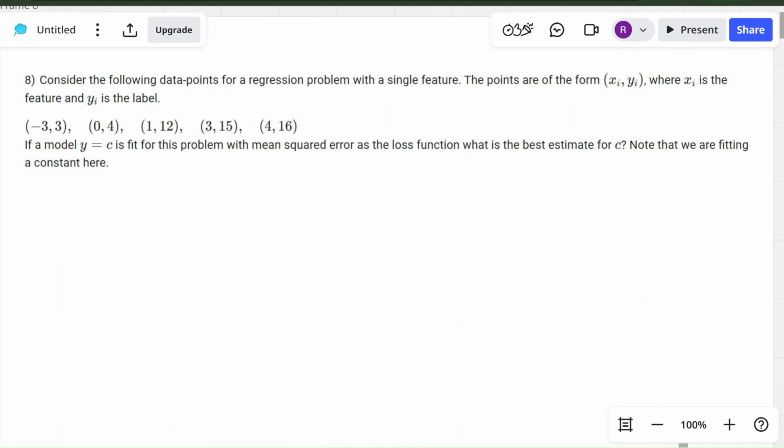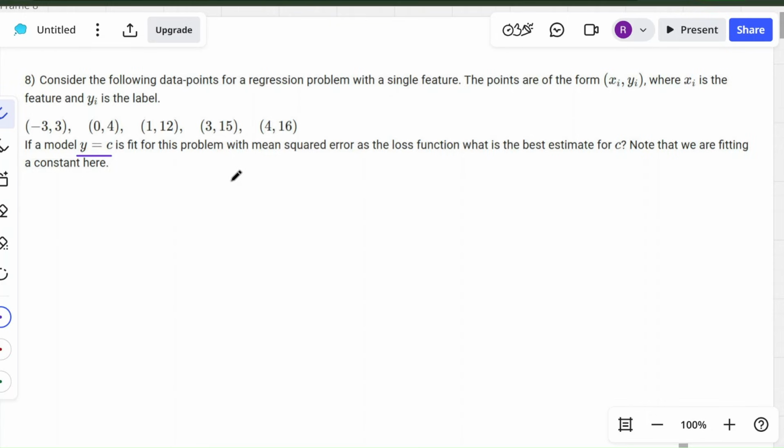Alright, so here we have a very simple but interesting question. It says there are 5 data points for a regression problem with a single feature value. And the points are of form xi, yi, where xi is the feature and yi is the label. If a model y equal to c is fit for this problem with mean square error as the loss function, then what is the estimate for c?